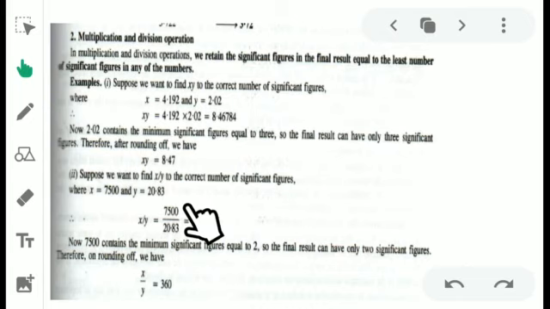So when you divide 7500 by 20.83, the final answer is 360.0576. Here 7500 has significant figures 2, and here 20.83 has significant figures 4. So the least significant figures are in 7500, which is 2. So we have to round off the final answer to the least number of significant digits, that is we round it off to 2 significant figures. So 360 is the answer. The number of significant figures in 360 is 2.